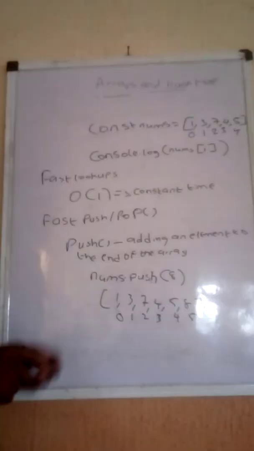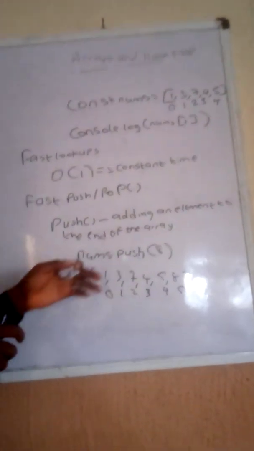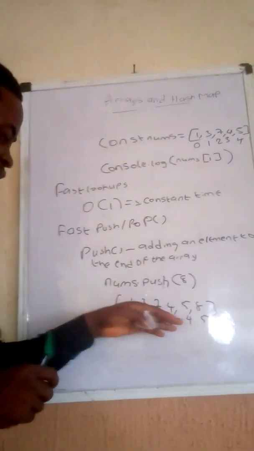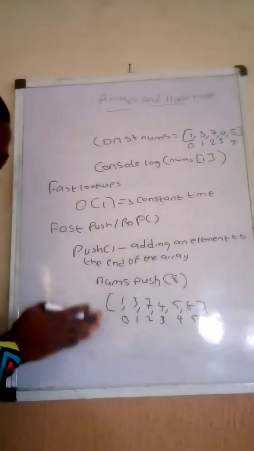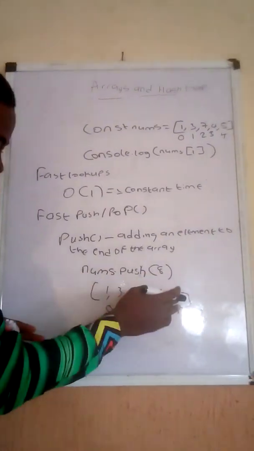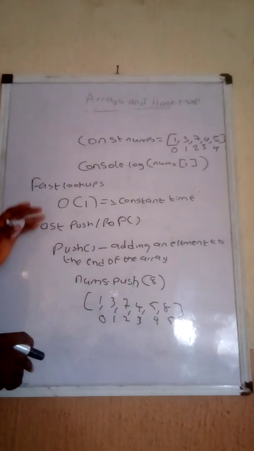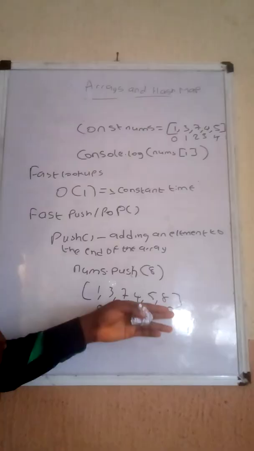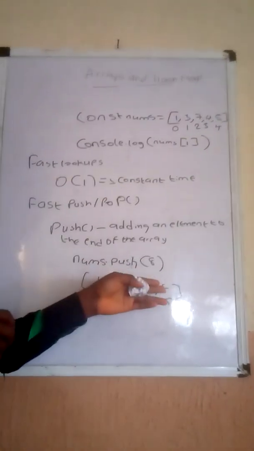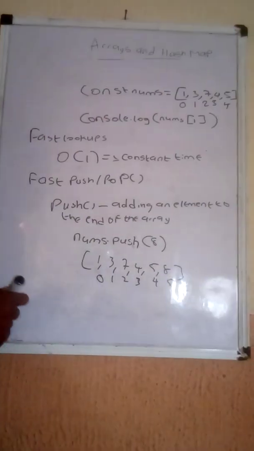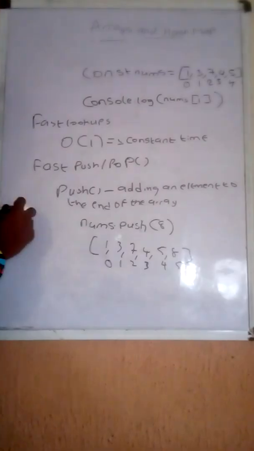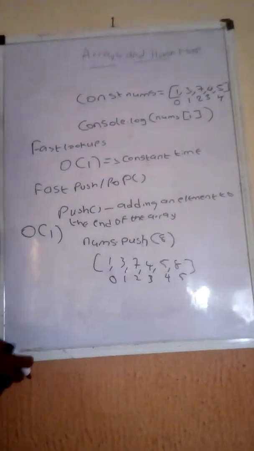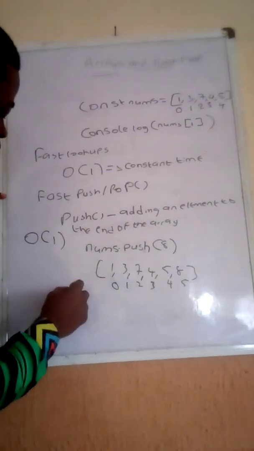So if you look carefully, you see that we are not shifting any index in this array. We are just adding to it, and the time complexity it takes for this element to be added to this array is big O of 1, which is also a constant time. Now let's talk about pop.